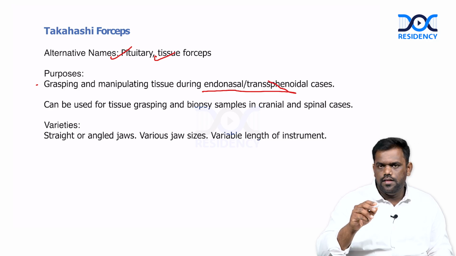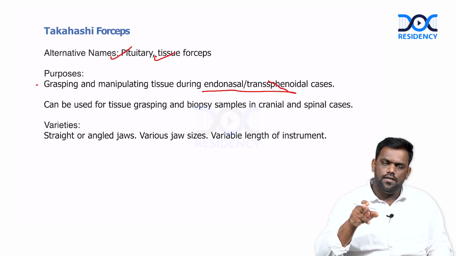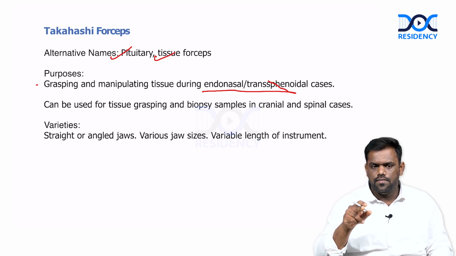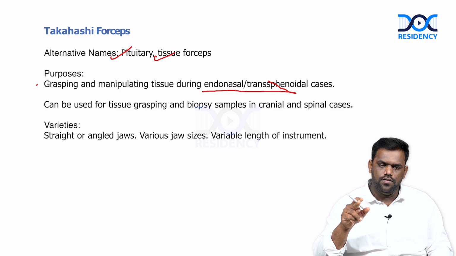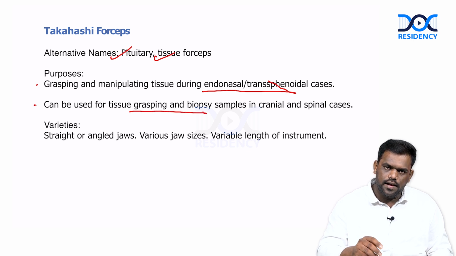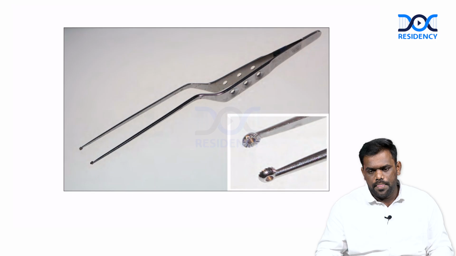So whenever you are doing surgery for a pituitary adenoma, or any suprasellar mass via the transnasal transsphenoidal approach, this instrument goes in easily, endoscopically, and we can remove the tissues, we can remove the mass from that area. That's why it's called pituitary forceps, or otherwise called Takashi forceps. It can also be used for tissue grasping or biopsy samples in cranial and spinal cases. It has many varieties based on straight or angled jaws, and variable length.